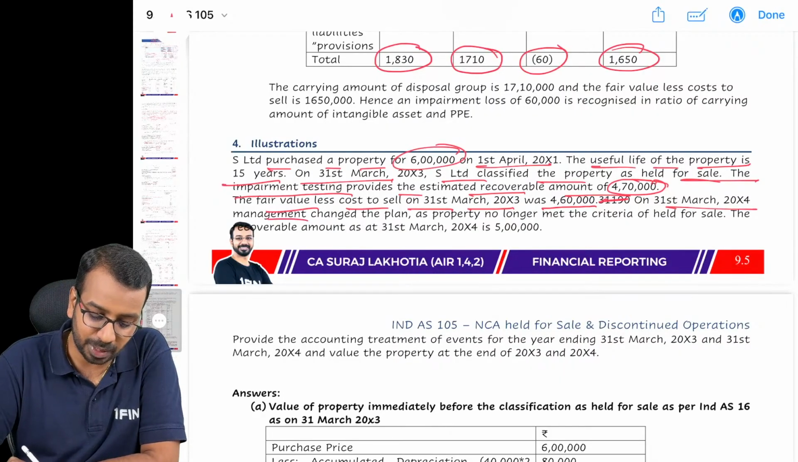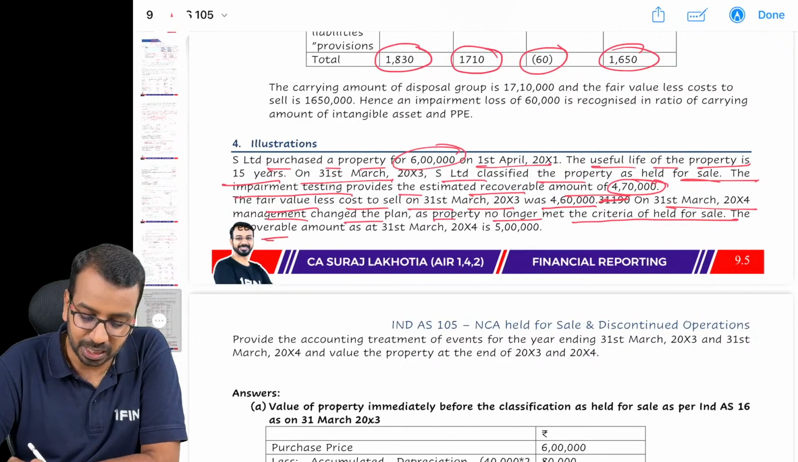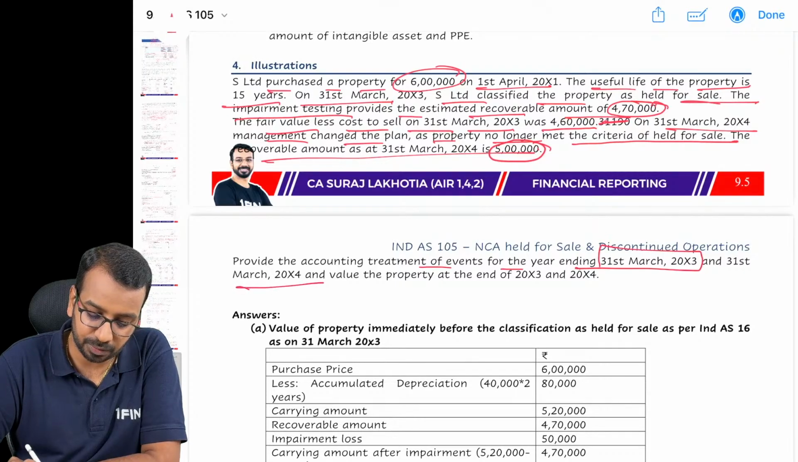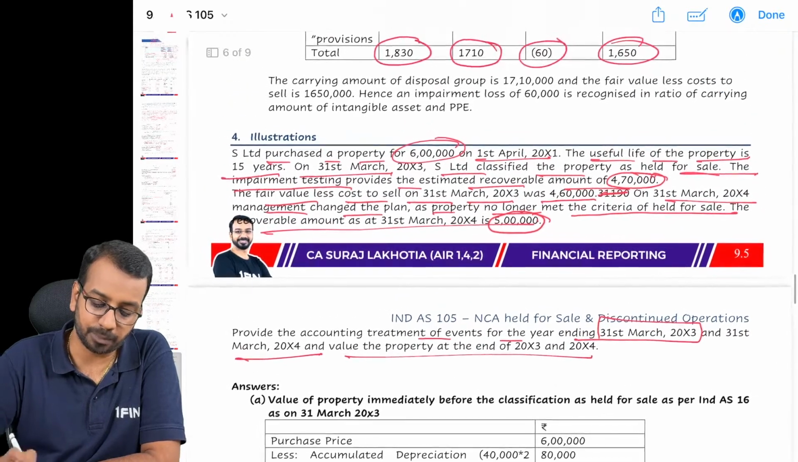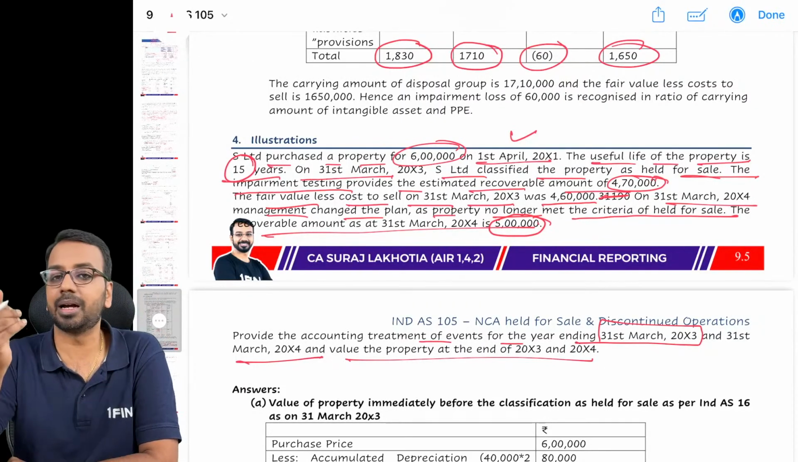On 31st March, management changed the plan and the property no longer met the criteria as held for sale. Recoverable amount on 31st March year 4 is 5 lakhs. Provide the accounting treatment for events for year ending 31st March of year 3 and 4 and value of the property. So when did we purchase? 1st of April. Useful life is 15 years. Residual value has not been given.